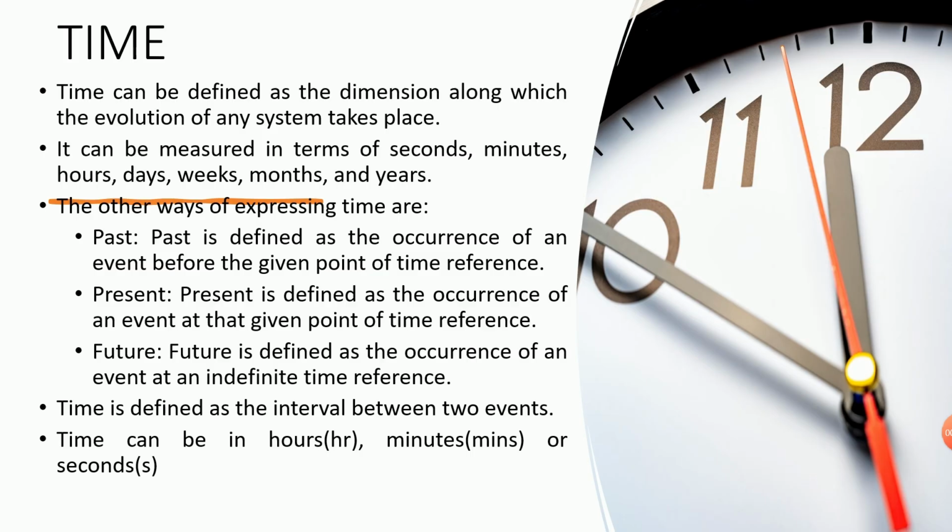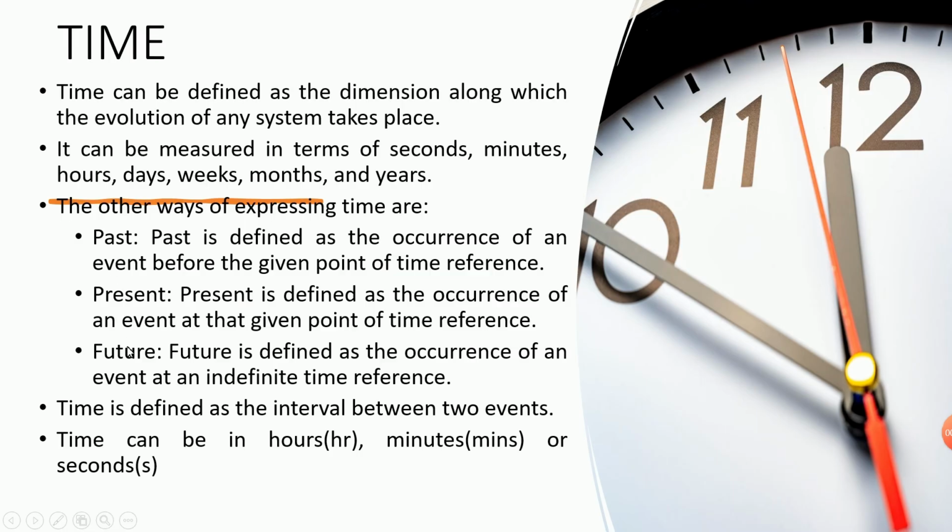Next one is time. In terms of physics, everything here would be defined in the terms of physics only. Time can be defined as the dimension along which the evolution of any system takes place. Whatever thing we are referring to, we compare it with time, like how we are better looking or worse looking from yesterday. That is the comparison we will always make. This time can be measured in terms of seconds, minutes, hours, days, weeks, months and years.